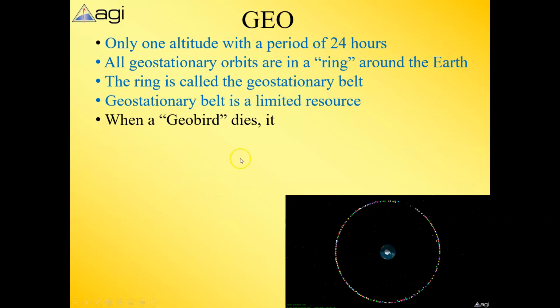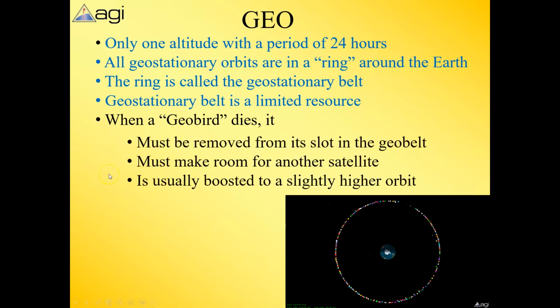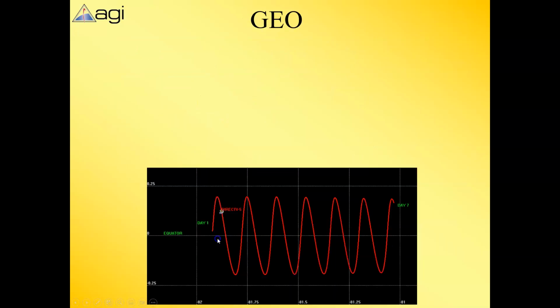And so sometimes a satellite is only going to last so long, and we call that a geobird. When it is done with its service, it must be removed from its slot in the geobelt and must make room for another satellite, and it's usually boosted to a slightly higher orbit. So they may get it so that it has more velocity to escape that orbit, and then it will just continue to drift out, or they'll just leave it and let it continue to fall out so that something else can take its place.